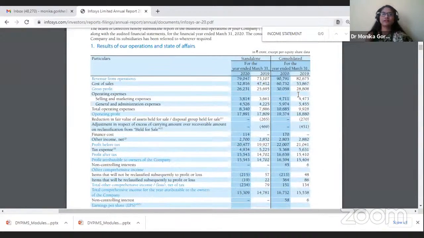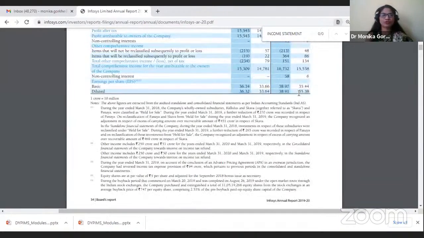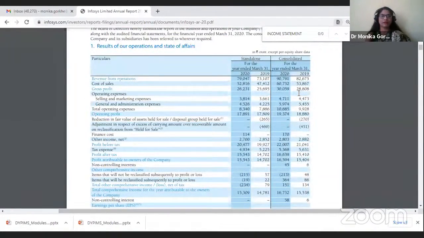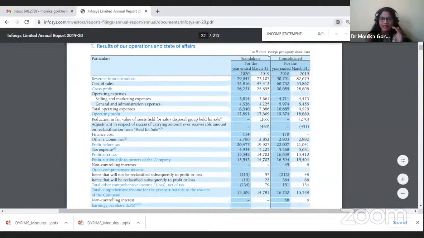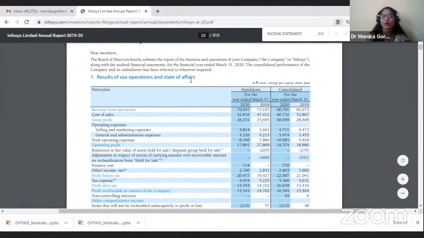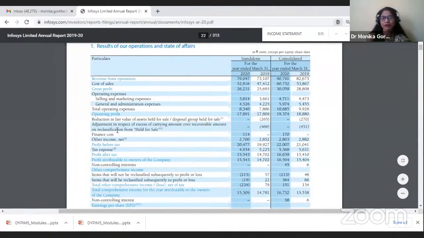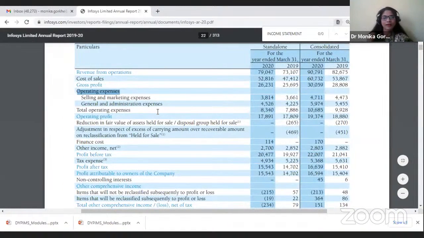Let's start discussing one by one with the actual annual reports of Infosys company, so that it will help us to build our own financial statement. Starting with the standalone results, the result of our operations means this is an income statement. We have already discussed that the income statement format starts with the net revenue from your operations. Net revenue minus your cost of sales, you get gross profit. Once you reduce your operating expenses, that is selling and marketing expenses, I hope this is visible.